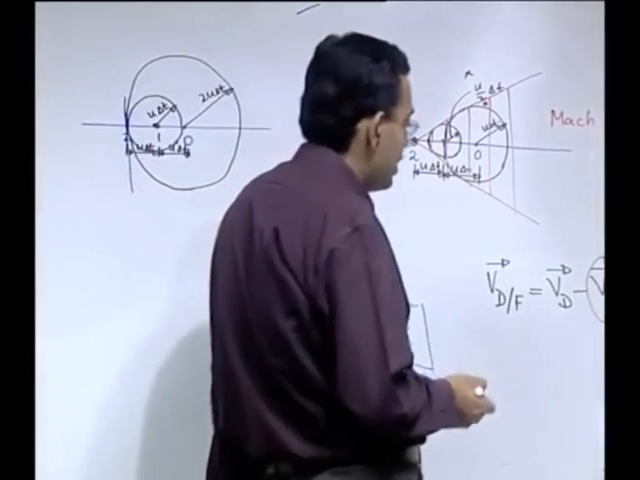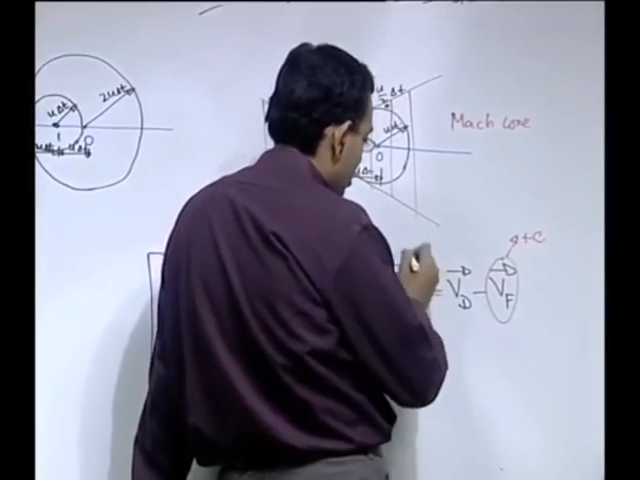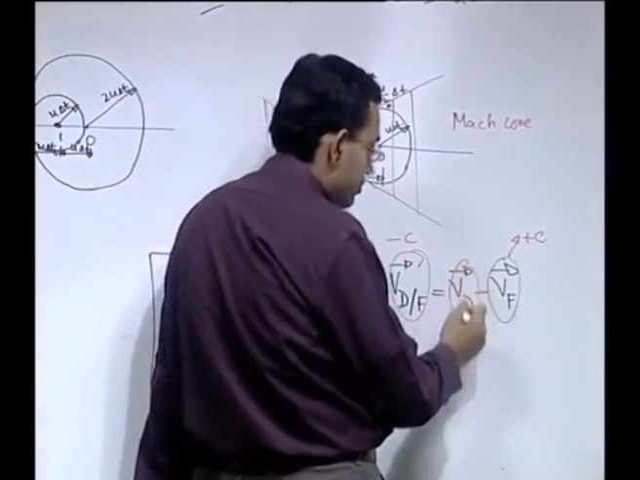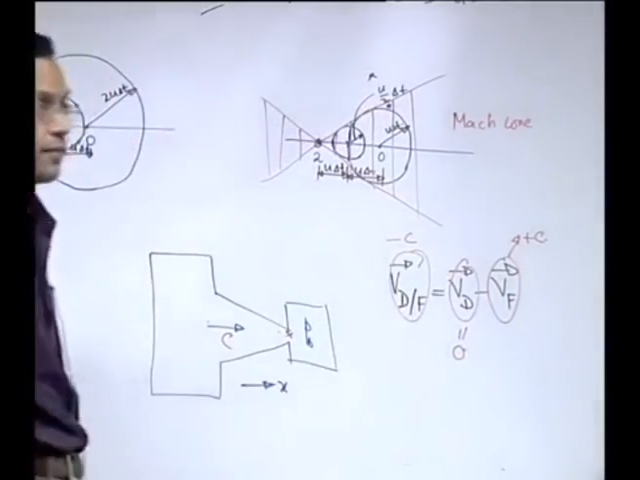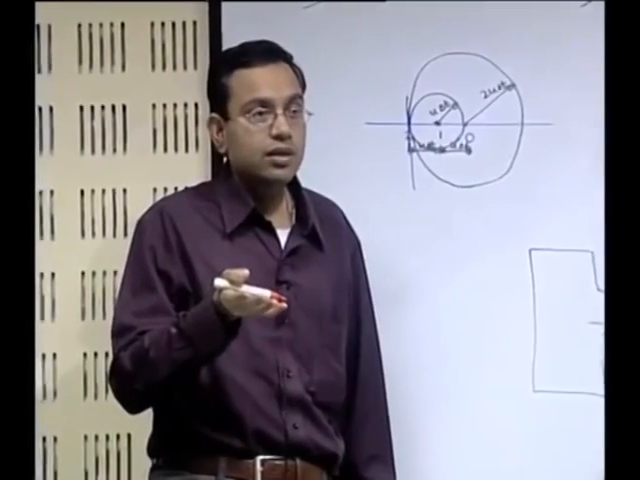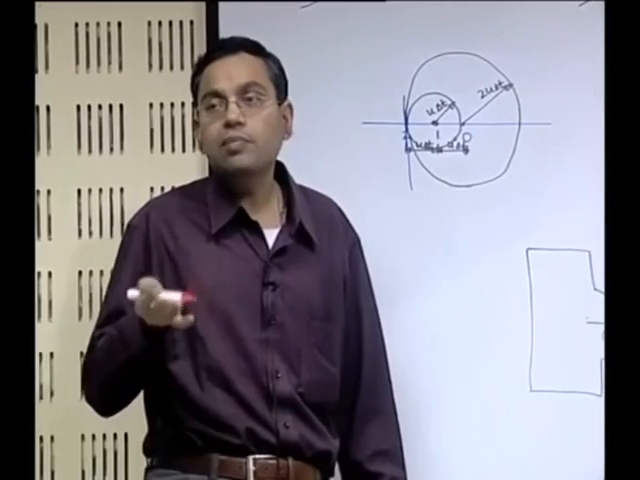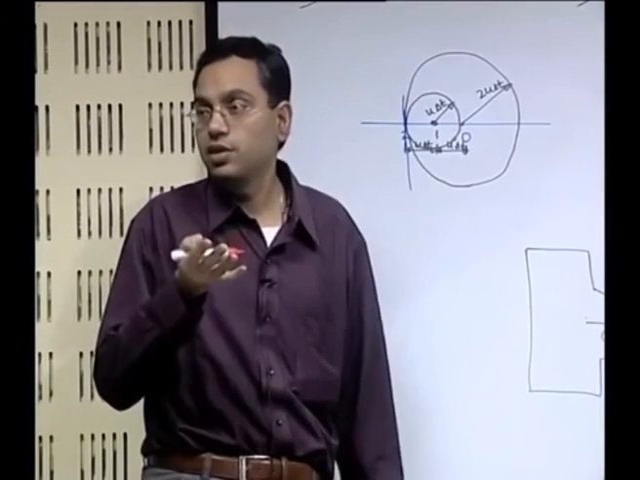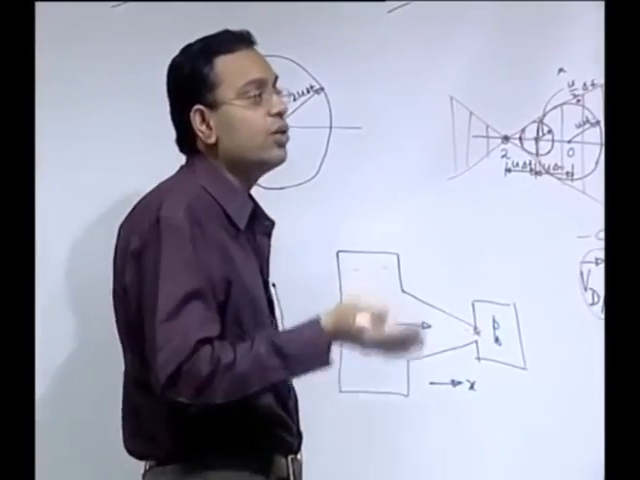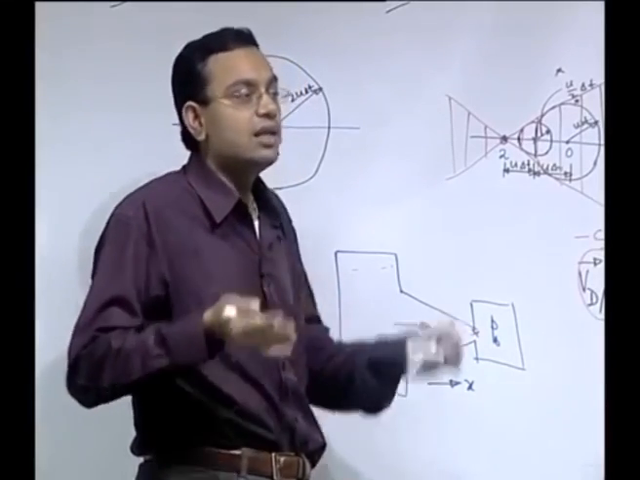So the velocity of the disturbance relative to the flow is 0. That means the disturbance cannot propagate further. What you are doing is reducing the back pressure, but that message is not able to get propagated. So this supply reservoir does not know that you have further reduced the back pressure, and it cannot respond by increasing the mass flow rate.